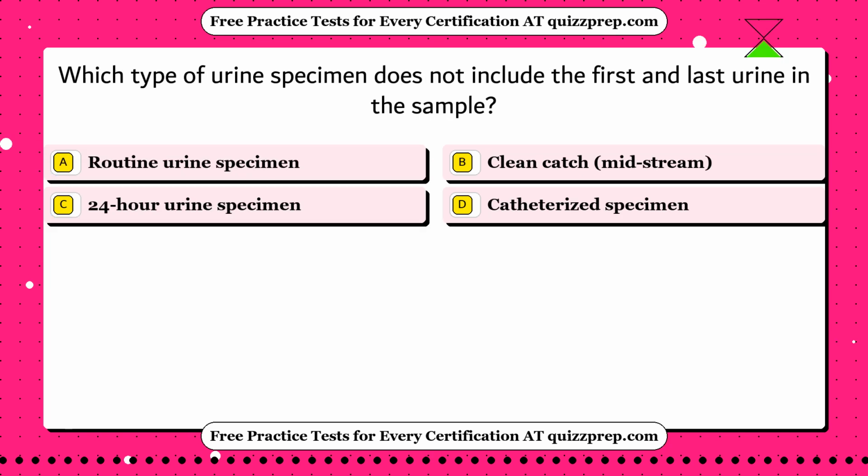Question 85. Which type of urine specimen does not include the first and last urine in the sample? Option A, routine urine specimen. Option B, clean catch, midstream. Option C, 24-hour urine specimen. Option D, catheterized specimen.